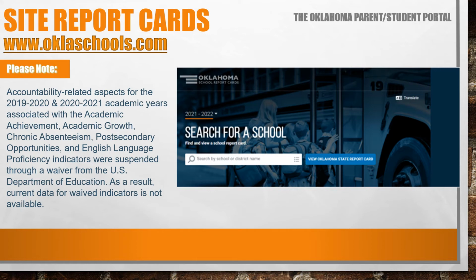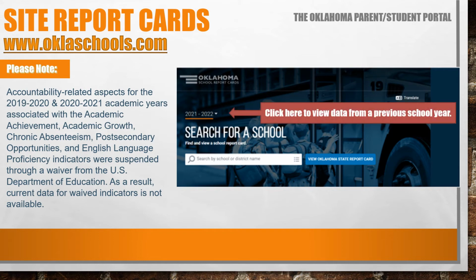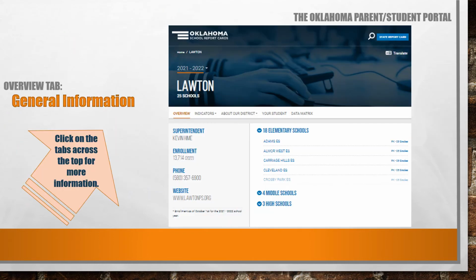During this presentation, we will be using data from the previous school years in order to demonstrate the use of the Oklahoma Parent-Student Portal. You may view previous year's data by changing the school year in the drop-down menu. This option is available throughout the website for your convenience. The first page you'll see is a general information page. You can click on the tabs across the top for more information about the district or about your school.